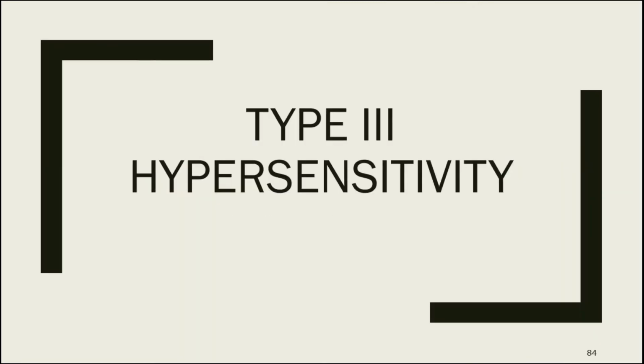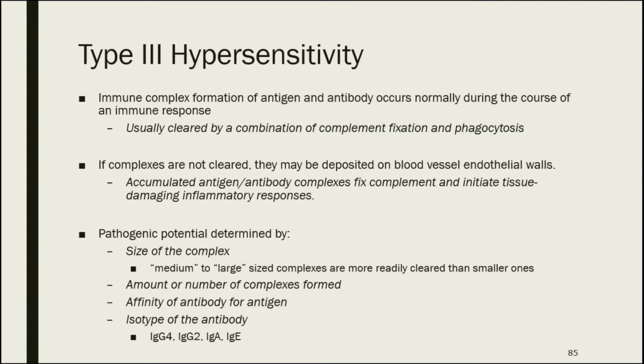Alright, we move to type 3 hypersensitivity. The key word here is the immune complex formation with the antigens and antibodies. So we're talking about a big glob of things. These antigen antibody formations are a very normal part of the course of an immune response. Usually these will be cleared by a combination of complement fixation, basically complement interactions, and phagocytosis.